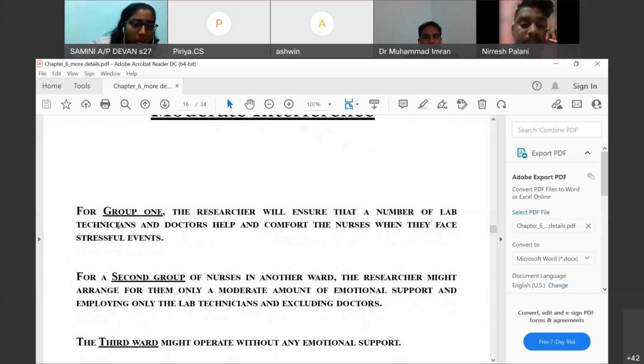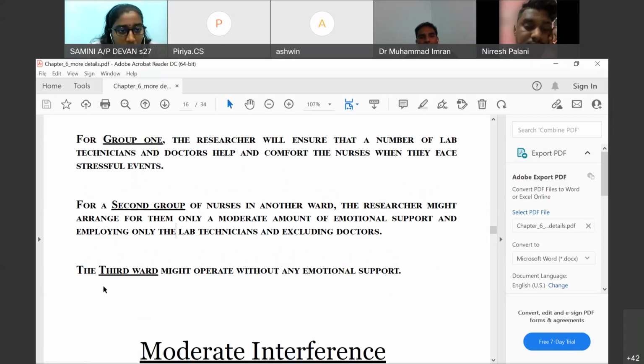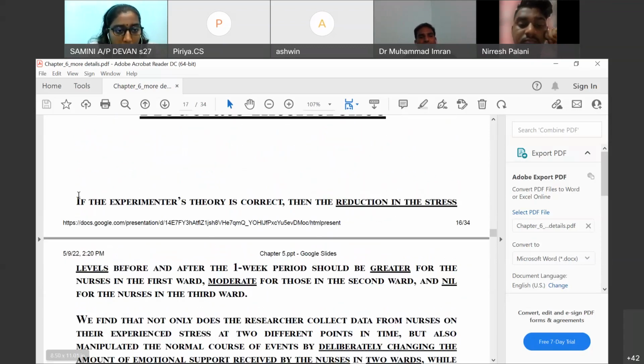For a second group of nurses in another ward, the researcher might arrange only a moderate amount of emotional support, employing only the lab technicians and excluding doctors. Yeah, in the first, doctors and technicians are both included. In the second one, only technicians are included. And the third one? The third ward might operate without any emotional support. No support. See, read here.